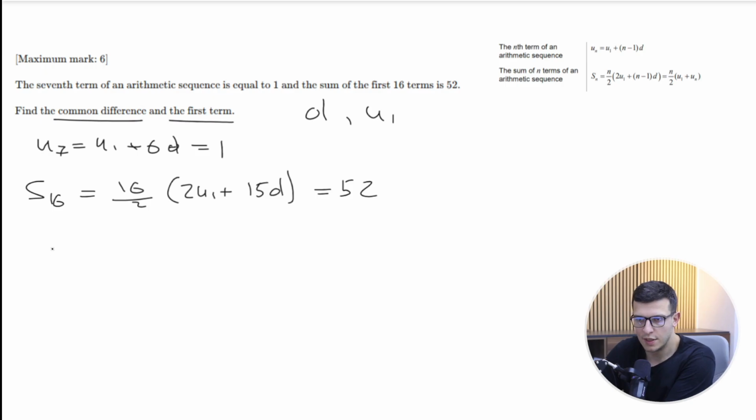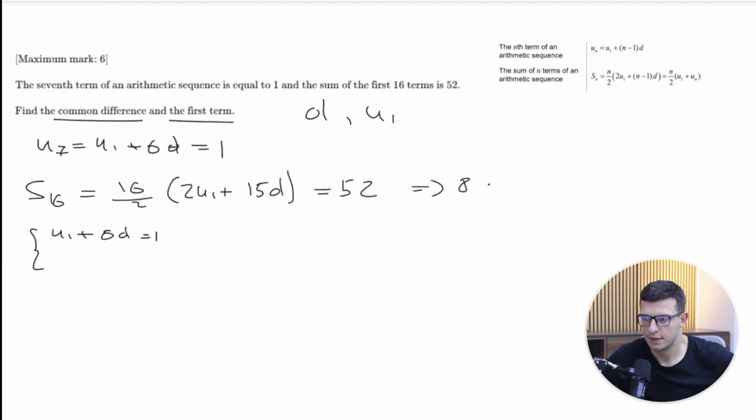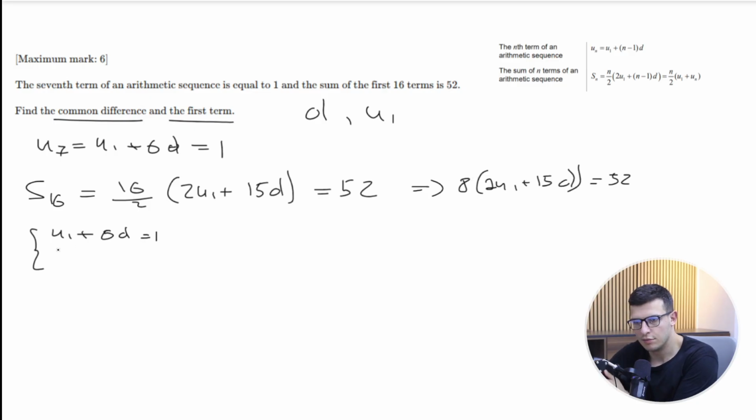Okay, so let's see what we have. Again, we're going to have a simultaneous equation case. Equation 1 is u1 plus 6d equals 1. Equation 2, let's simplify this a bit, 8 times 2u1 plus 15d equals 52. And 52 is not divisible by 8, so we'll leave it like that. So 2u1 plus 15d is going to be equal to 52 divided by 8.